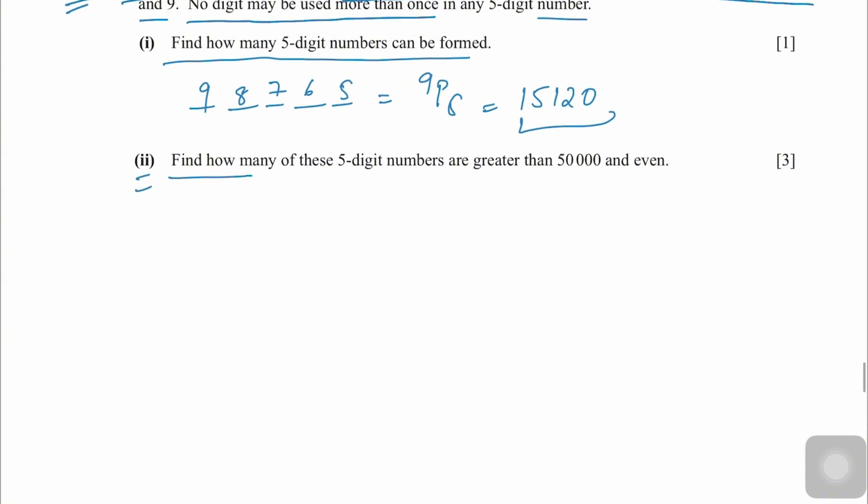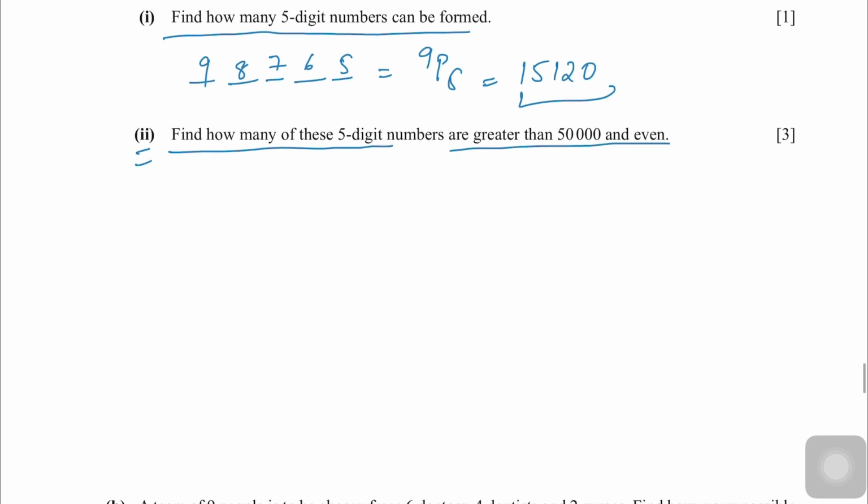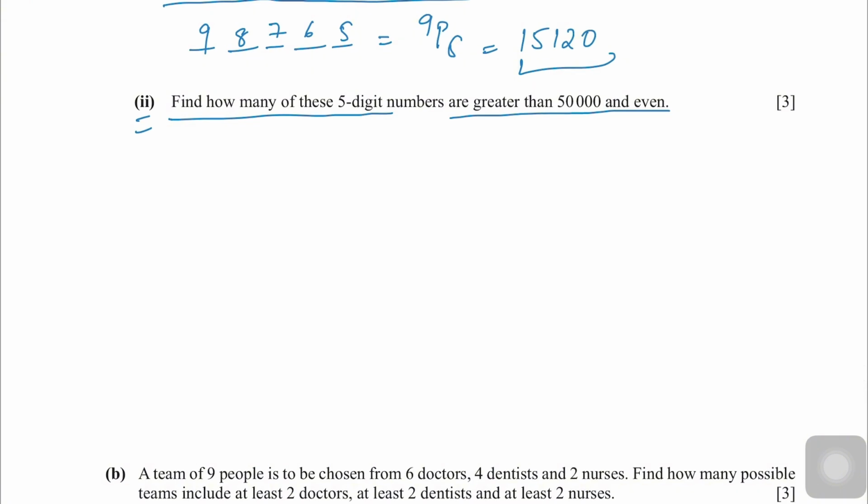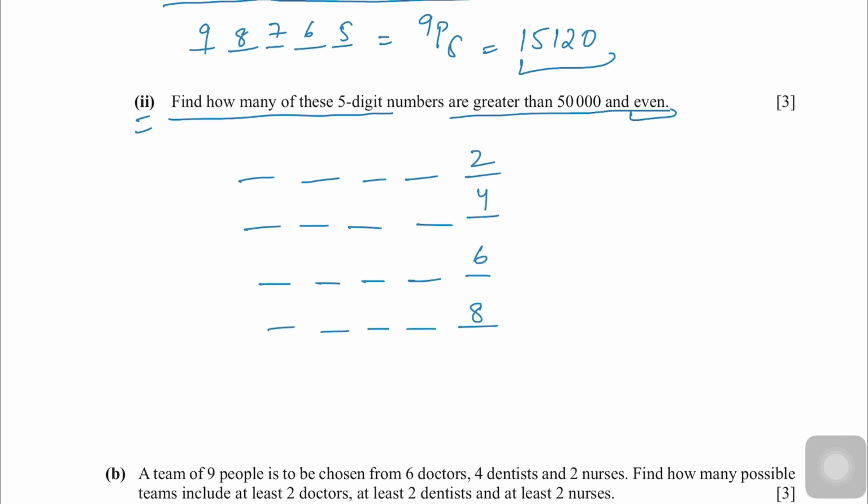Now in part 2, we have to find how many of these 5-digit numbers are greater than 50,000 and even. So it has to be even and greater than 50,000. So we'll be using the even digits over here: a number which ends with 2, a number which ends with 4, a number which ends with 6, and a number which ends with 8. So we have our remaining 4. Let's just draw them. If we have 2 as the last digit, what can we have over here? We can have 5, 6, 7, 8, and 9. So we have 5 choices over here.